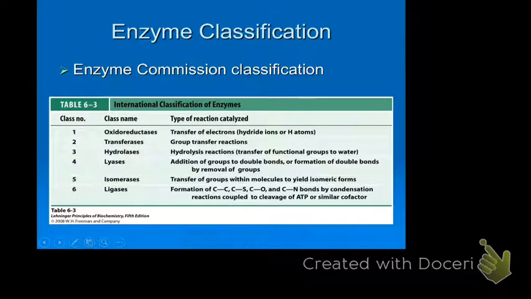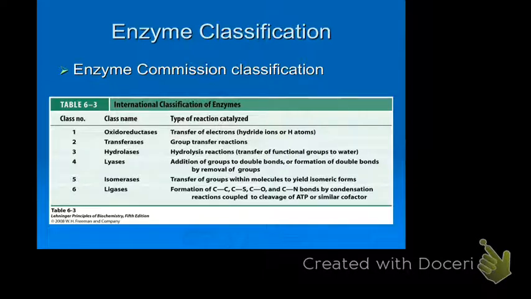The transferases, which transfer groups, functional groups. Hydrolases, which use water. Sometimes it's a condensation reaction. Sometimes they're named for the backwards reactions from the way that they were discovered. But there's water involved, either being hydrolyzed or condensed.